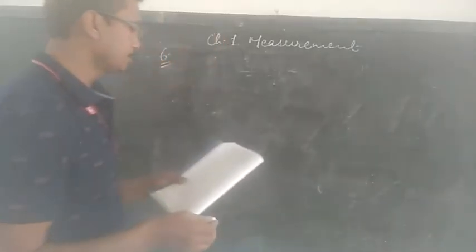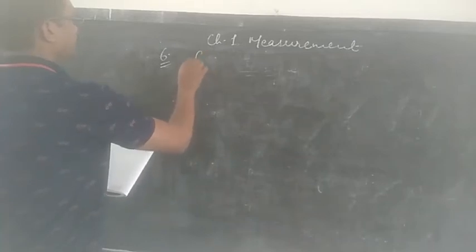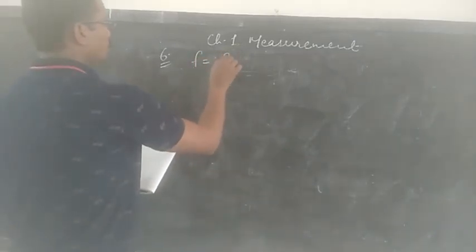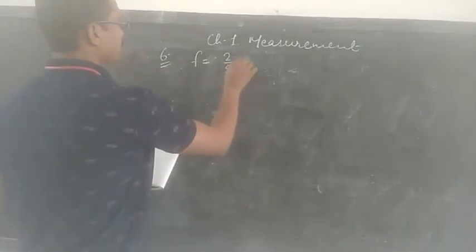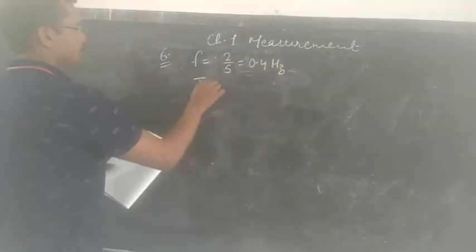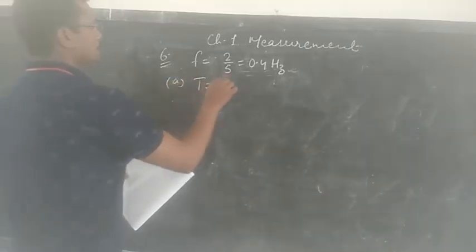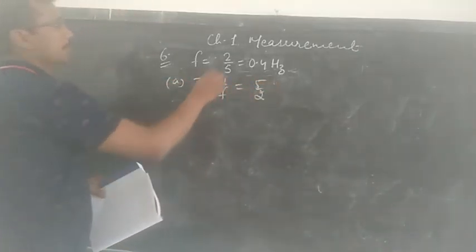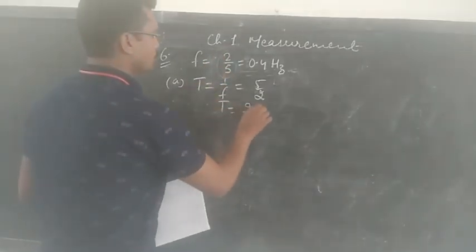So what we can do? We can find the frequency first, which will be equal to 2 by 5, which you can see is 0.4 Hz. And since we have to find the time period in part A, which is 1 by f, which means 5 by 2, we can reciprocate this. 5 by 2, time period will come equal to 2.5 seconds.